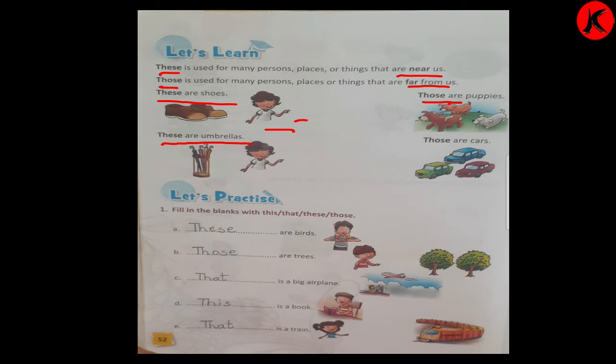You can see now the child is pointing to the cars. So what is he saying? Those are cars. Those are cars. So how many cars are there? More than one. So plural of car is cars. And what we have added: are. So those are cars. Now we will do this exercise, children.